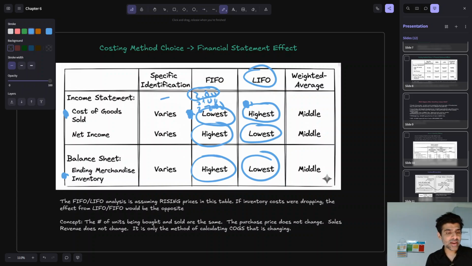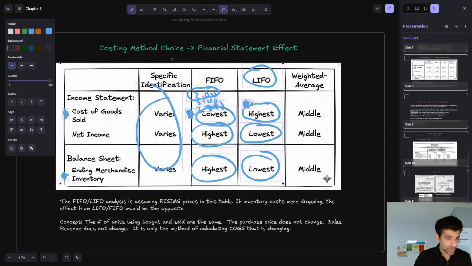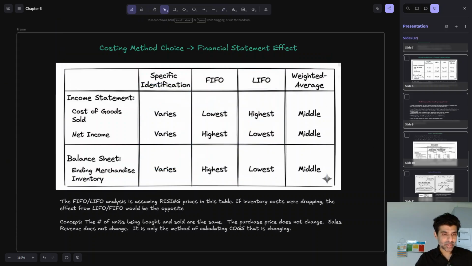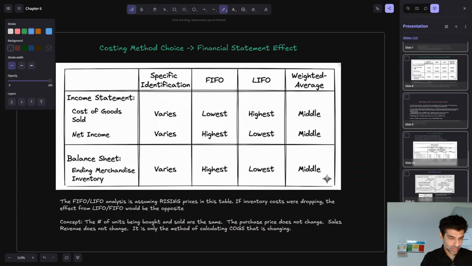Specific identification varies because you're going to expense some high, some low. You can't really say for certain because it depends on what specific items you sold. So you can't really say anything with specific identification. But between these three, the big assumption that makes this true is that prices are rising.